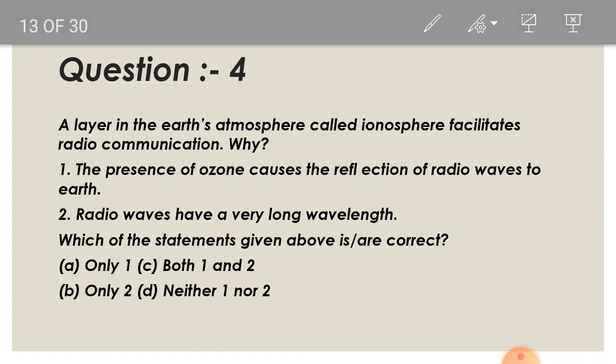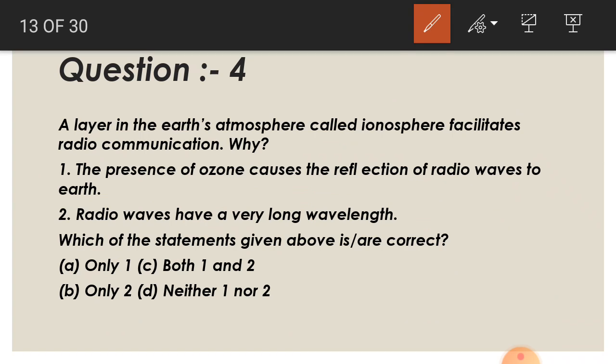Now our next question is that a layer in the earth atmosphere called ionosphere facilitates the radio communication. Why? So we must have a bit of information about the ionosphere and about the radio communication. So the reason given is that the presence of ozone causes the deflection of radio waves to the earth. So is it because of the ozone? We should have knowledge of this.